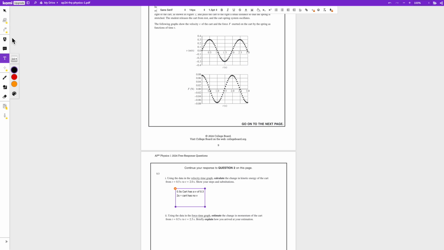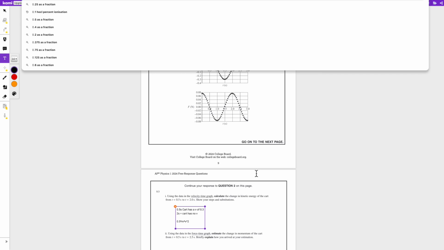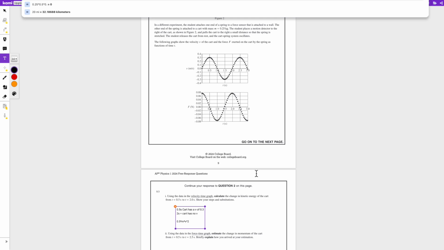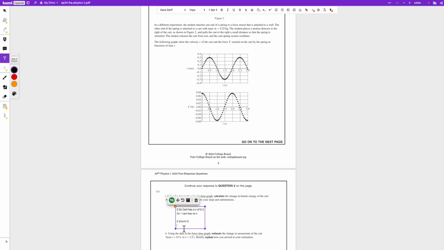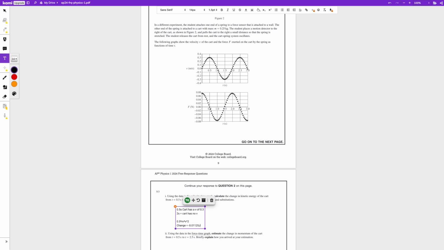So we just have to use our equation for kinetic energy, and that is 0.5 times mass times velocity squared. So we just have to put that in. Our mass is 0.25 kilograms, so 0.25 times 0.5 times 0.3 squared, and we get 0.01125. So that means our change is equal to negative 0.01125 joules. There we go, that is the change in kinetic energy.